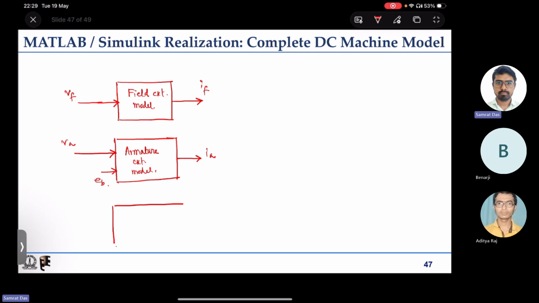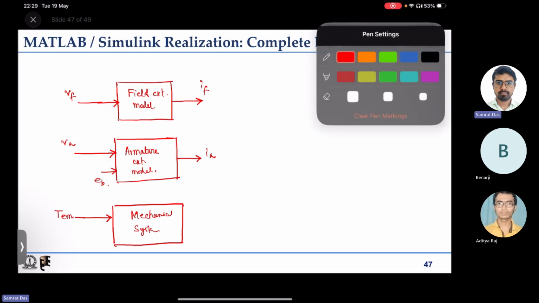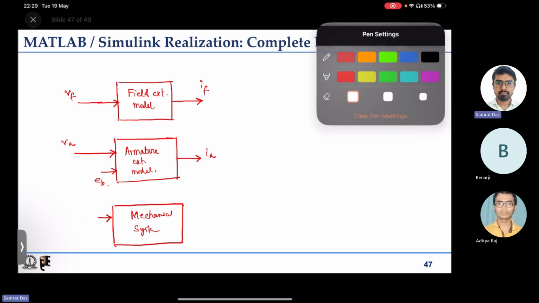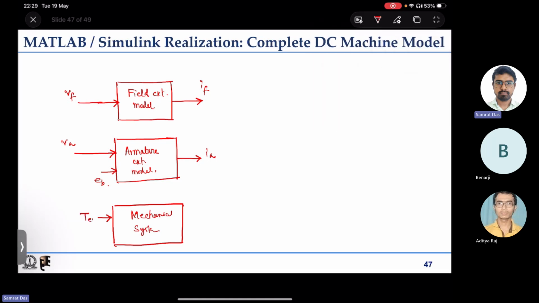Another model is there, the mechanical system, whose input is TEM. That is some internal thing, so let me show it with a smaller one. This is TEM. Another input is load torque, and the output is speed.